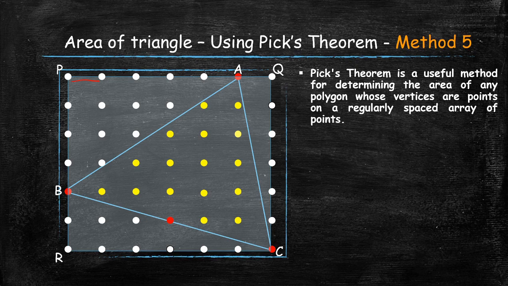Always 1 unit. It should be 1 unit. So now we will count 1, 2, 3, 4, 5, 6. There are 6 points. 1, 2, 3, 4, 5, 6. And there are 6 points here also. So it is a square and the area of this square is 36 square units. So there are 36 points all over in this figure.